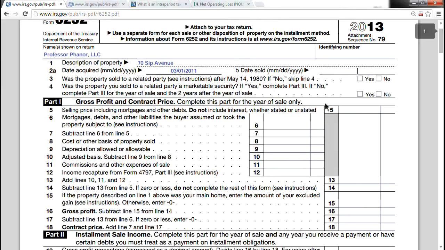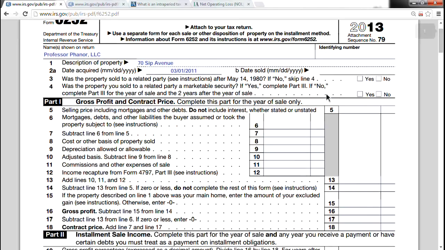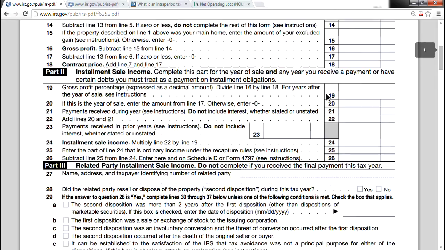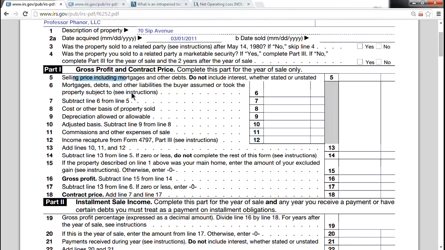So this installment sale of income is just referencing that you have sold the property and you're still receiving income on an installment basis. You haven't received everything. All right, so it's talking about the selling price, including all the mortgages and other debts. That's going to increase your capital account, as well as these mortgages are going to increase your capital account.